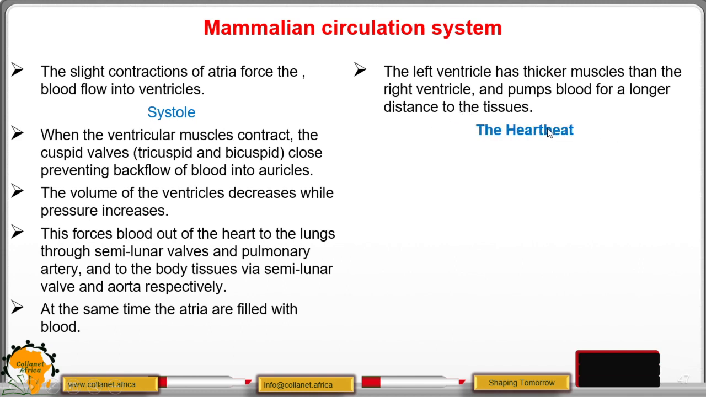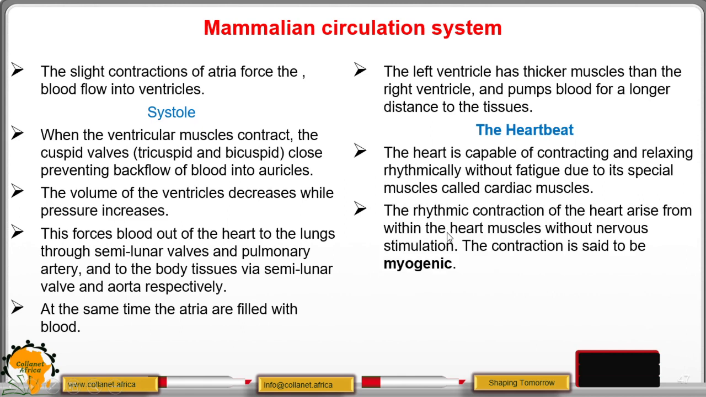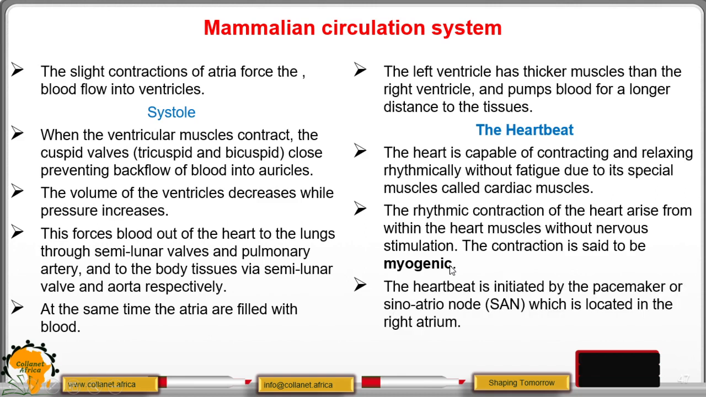The heartbeat. Do you know what a heartbeat is? The heart is capable of contracting and relaxing rhythmically without fatigue, or in short, without getting tired, because of its special muscles called the cardiac muscles. The rhythmic contraction of the heart arises from within the heart muscle without stimulation of the nervous system. The contraction is said to be myogenic.